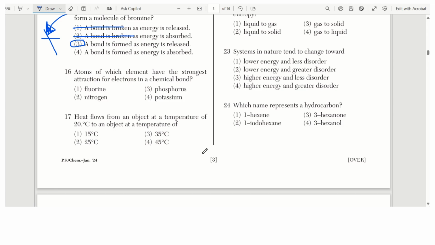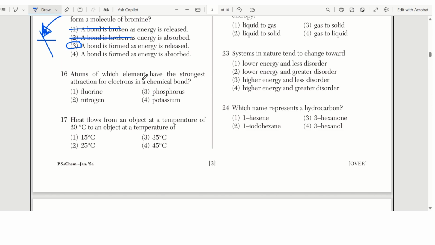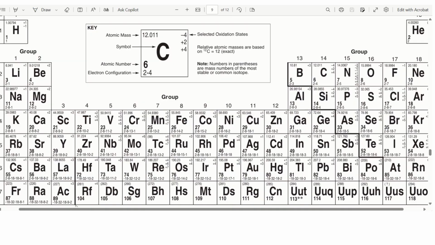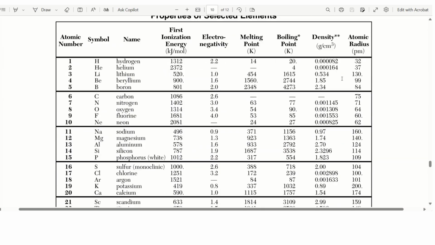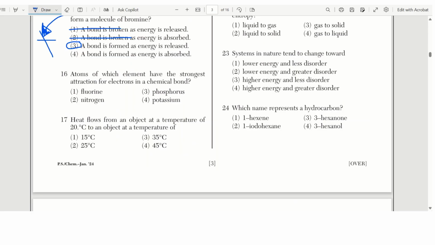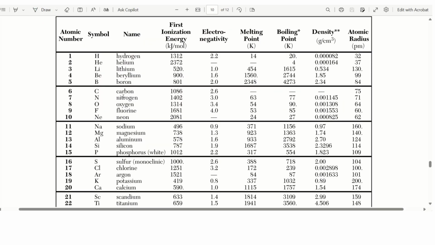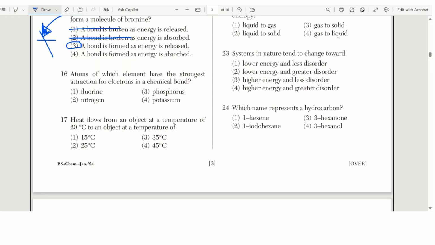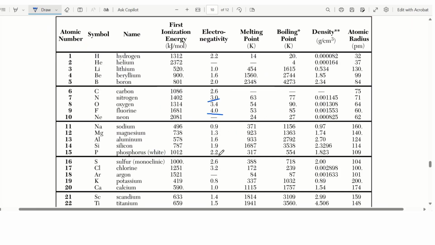Number 16, atoms of which element have the strongest attraction for electrons in a chemical bond? Well, I know this answer without looking up anything, just because I know kind of the fact about it, but let's look up electronegativity. So here's electronegativity, and what are we looking for? Fluorine, nitrogen. Okay, so electronegativity, fluorine, nitrogen, what else? Phosphorus and potassium. Okay, so we have phosphorus and potassium. So which one has the highest electronegativity?